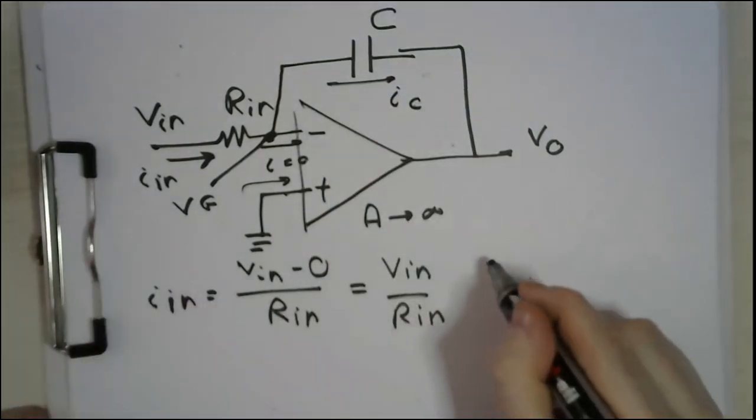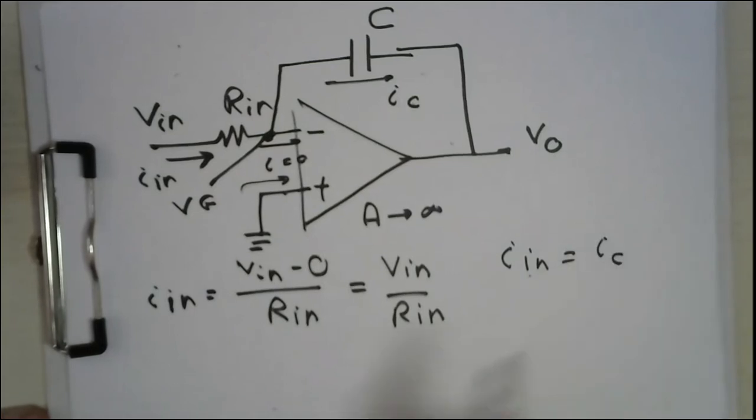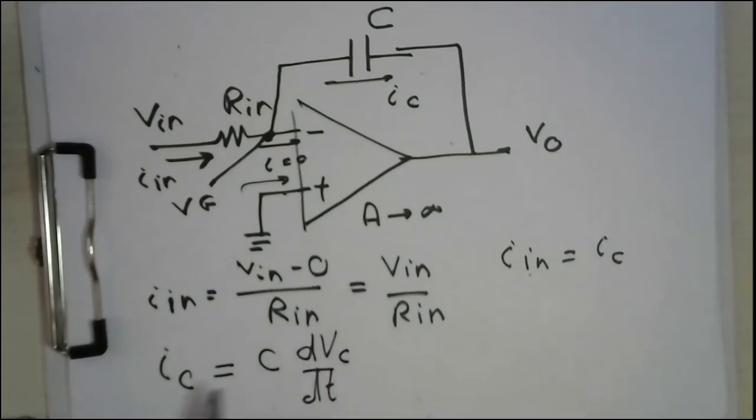So the current IN equals the current IC. Now, what is the current flowing inside the capacitor? We have to go back to our circuits module. We know that the current in the capacitor equals C, the capacitance, times dV by dt, where this V, what I call VC, is the voltage drop on the capacitor.